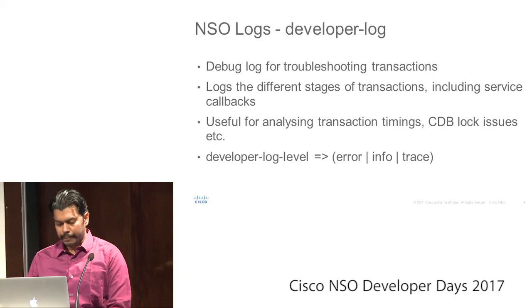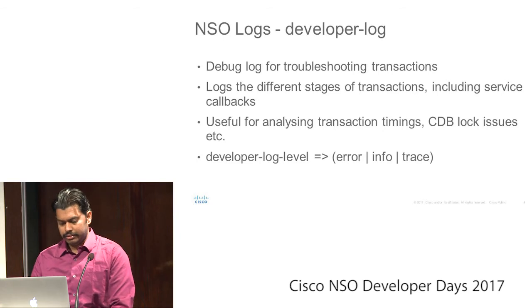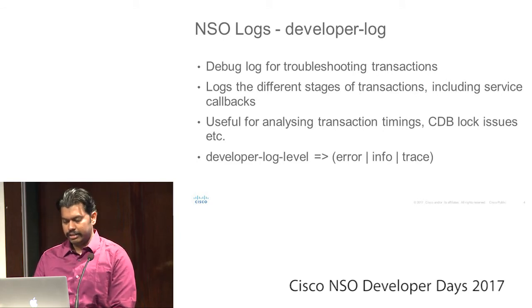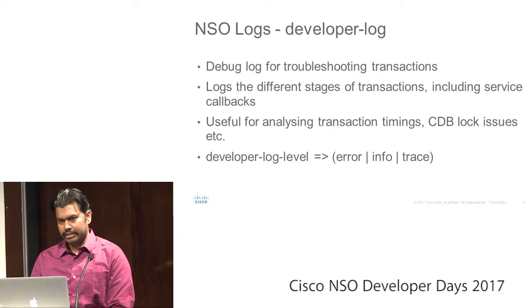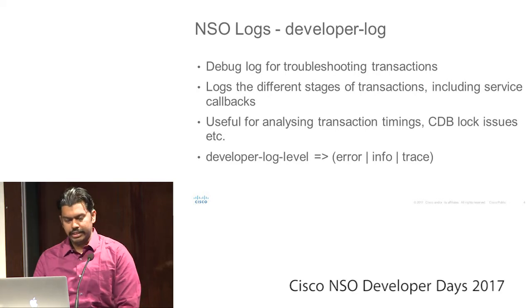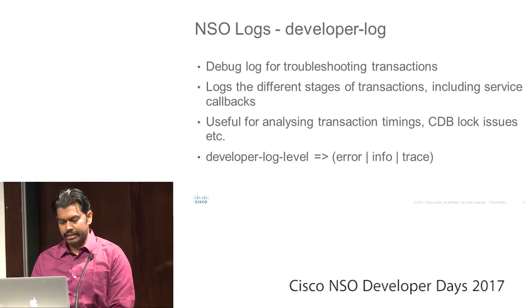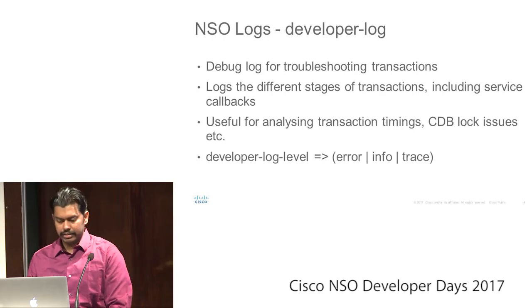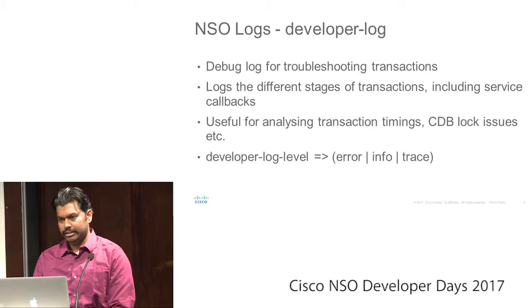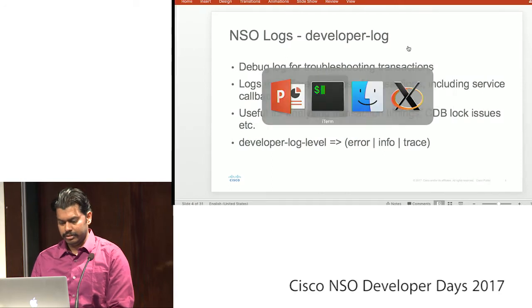And there are three trace levels of the developer log: error, info, and trace. You set it in the NCS conf. By default, it's set to info, and while debugging and while developing, it's recommended to set it to trace, because then you have more debug info so that you can know what's happening. But in production, it's suggested to set it to info, at least, so that you don't disable it completely, and the error level is too low priority.